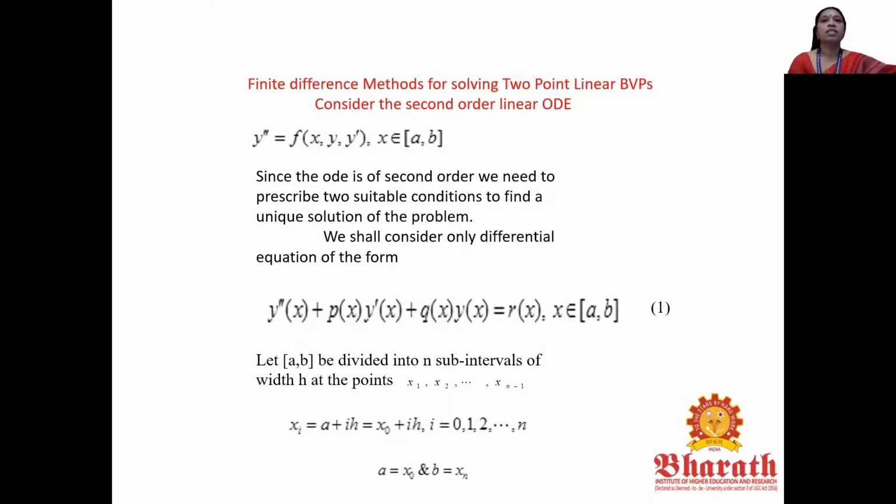So next, let us deal with the finite difference method for solving two-point linear boundary value problems. We are considering the general form of a second order ordinary linear ODE. As it is involving the term y double dash, it is of second order because we are dealing with the second derivative. So y'' is equal to a function of x, y and the first derivative y', where x belongs to the closed interval [a, b].